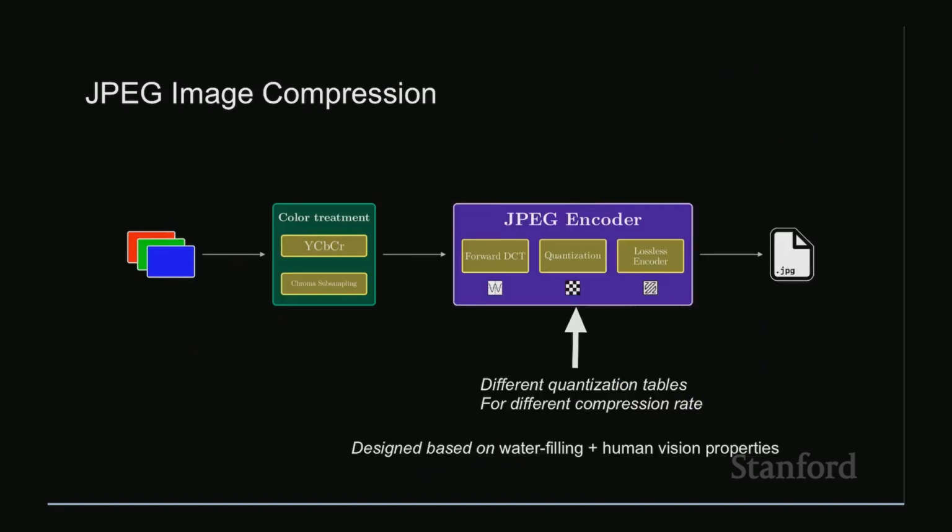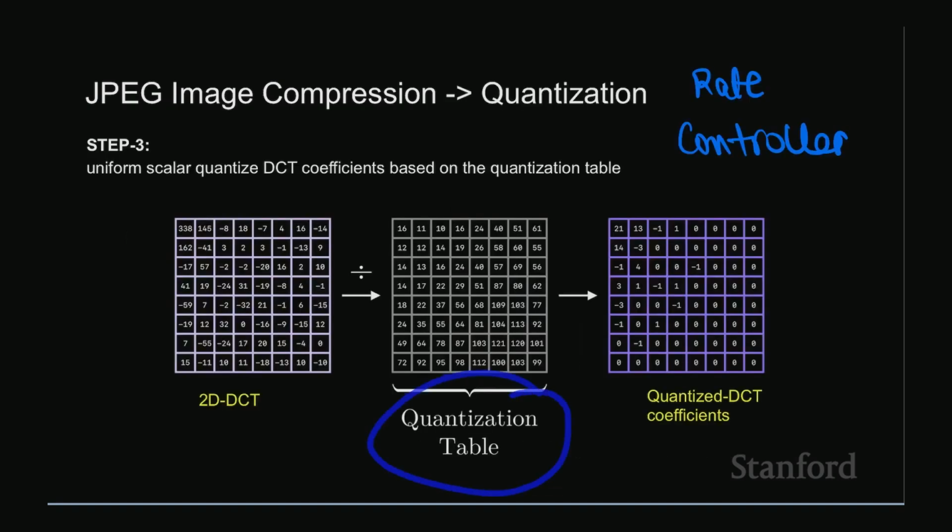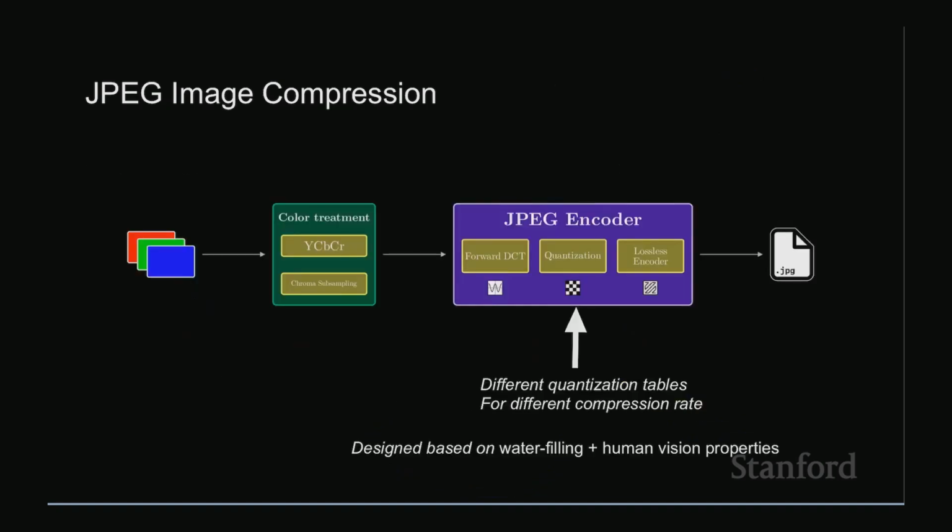And so you basically have different quantization tables for different compression rates. It's not really fixed. Once you fix this quantization table, your rate is sort of fixed, right? So you have these different quantization tables for different quantization rates. And again, the values of these tables are designed based on this water filling idea and human vision properties. I think one of the questions in the next homework will make you go through these things yourself, so you'll appreciate this idea a bit better.